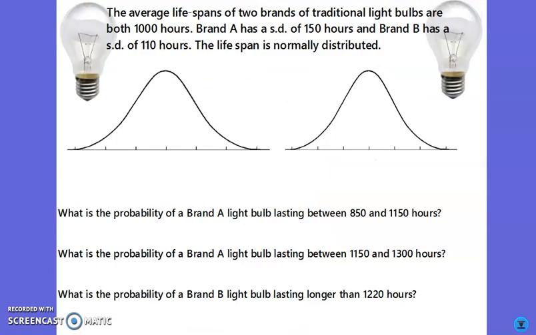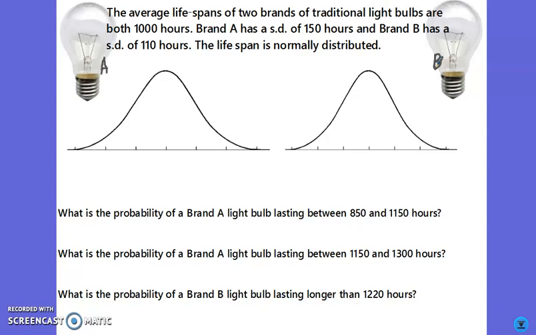Let's talk about a good example. The average lifespans of 2 brands of traditional light bulbs are both 1,000 hours. Brand A has a standard deviation of 150 hours and brand B a standard deviation of 110. And the lifespan is normally distributed. So if we made this the brand A graph and this the brand B, it says it's normally distributed, so we're going to use the same curve for both of these. And depending on the situation, it might look higher or lower, but we're mostly concerned about the x-axis.